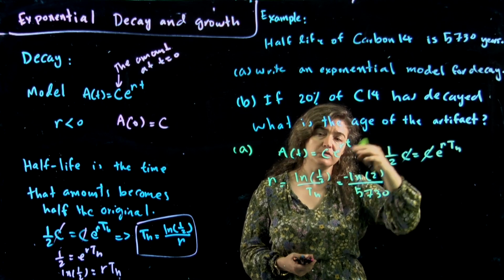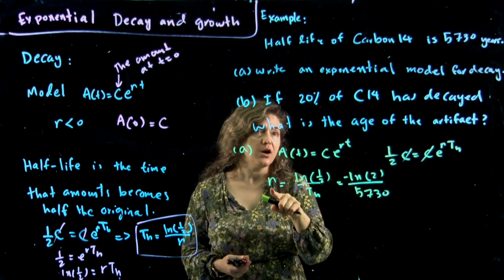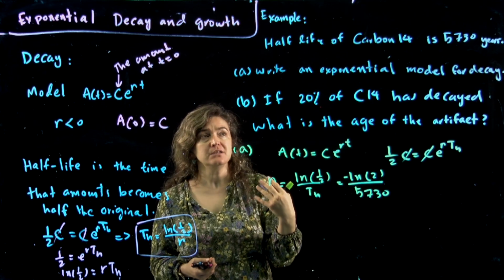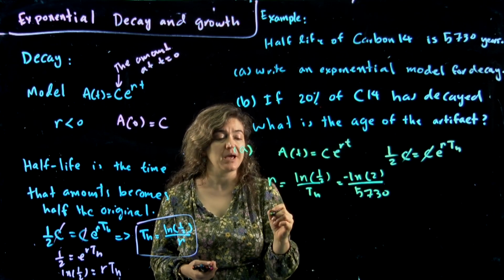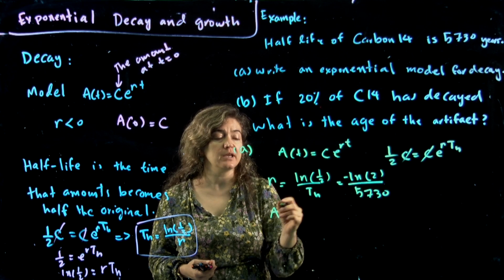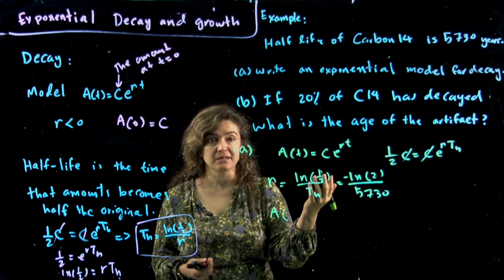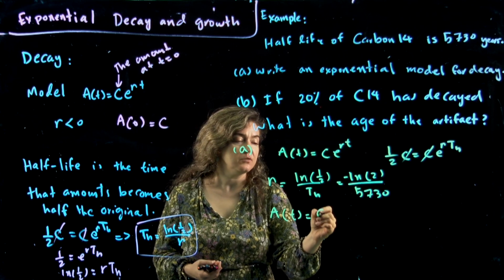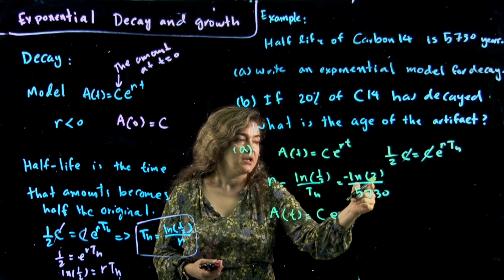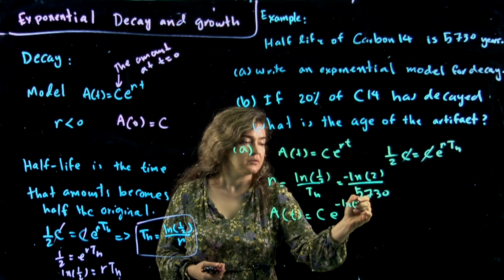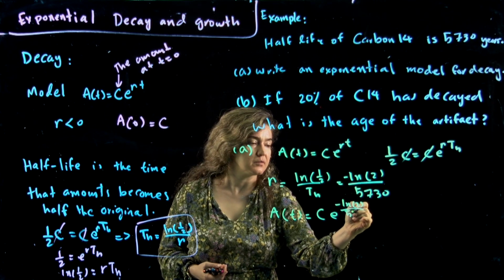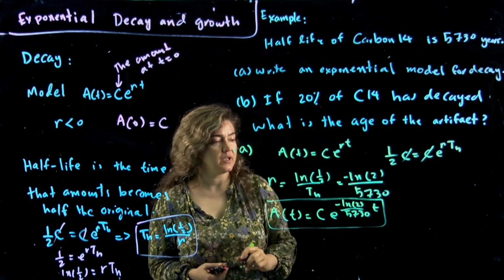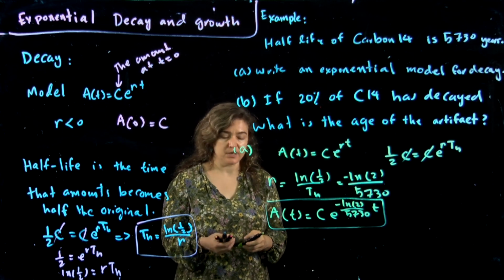Now, for a model, we only know r. I don't know what the original amount is. All I need to know is the percentage that decay is happening. So I'm going to write A of t equal to c e to the power, that's the r, times t. Okay, so this is the model, part A.